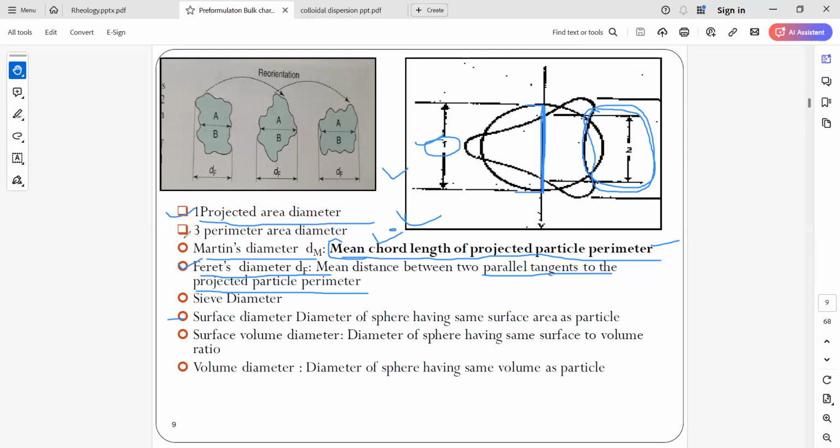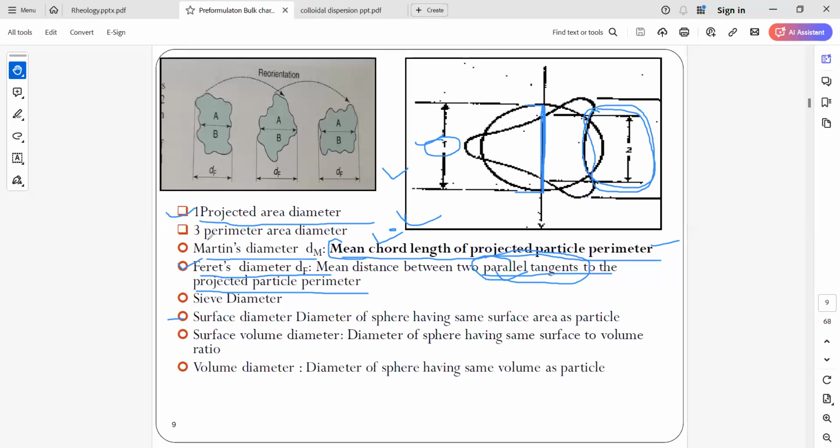Okay. And here also you can see. So that is Feret's diameter, distance between two tangents. Okay. You know what tangents are, right? So distance between two parallel tangents. So that is known as Feret's diameter. You have to remember that it's the distance between parallel tangents.